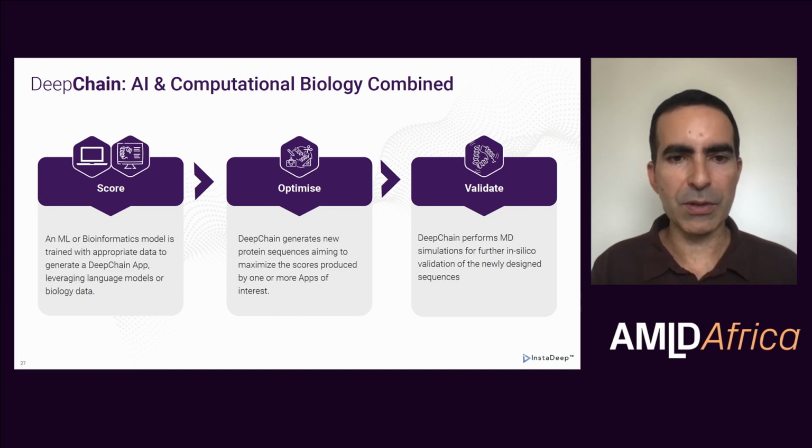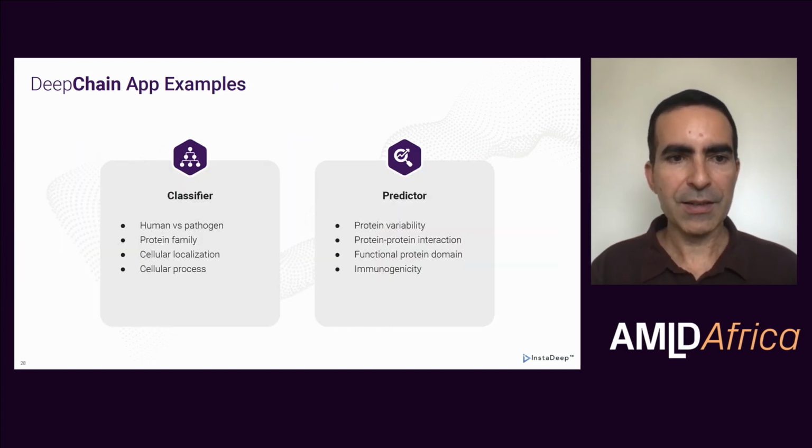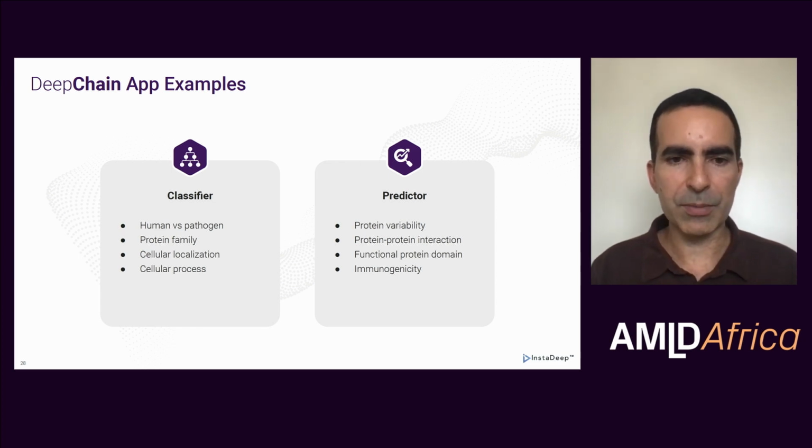And once you have multiple scores, you can optimize and find proteins that have a great performance on those different criteria. So how is this possible? Let's think about typical DeepChain app examples, or scorer examples. You're either trying to classify a protein between different categories, like human versus pathogen, so safe protein versus something that is more harmful. But it could also be a predictor, like a score on protein variability or its interaction with another protein or the like.